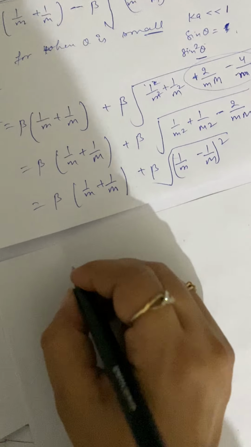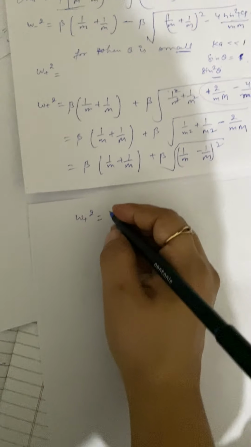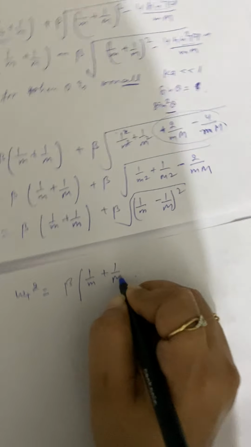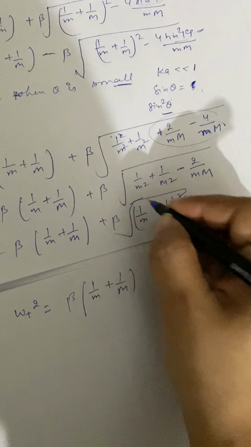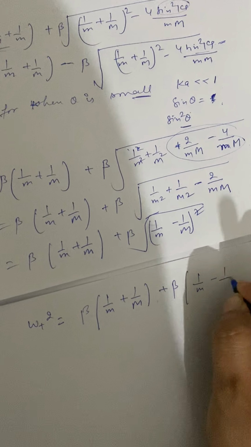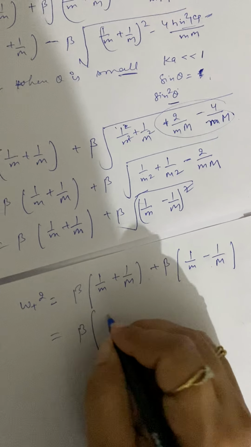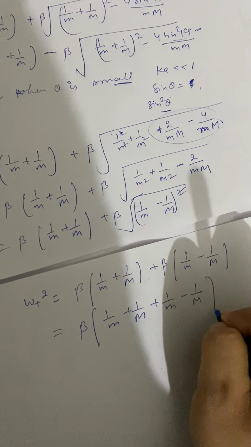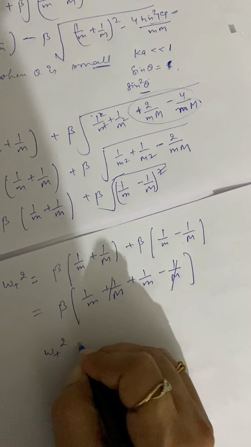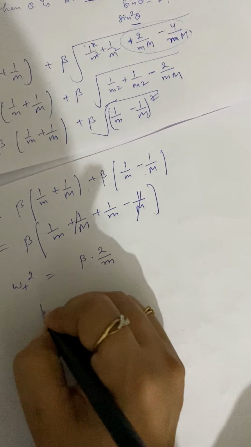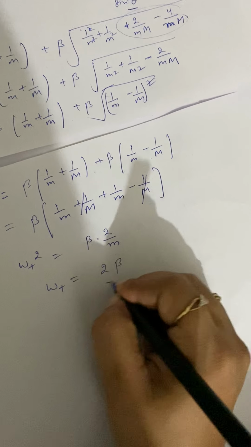So here we will have for omega plus the square root of beta (1/m plus 1/M), and this square will cancel out the square root, beta (1/m minus 1/M). When we solve it, the 1/M terms will balance out, so the omega value is beta twice of small m, or omega plus is the square root of twice beta over m.